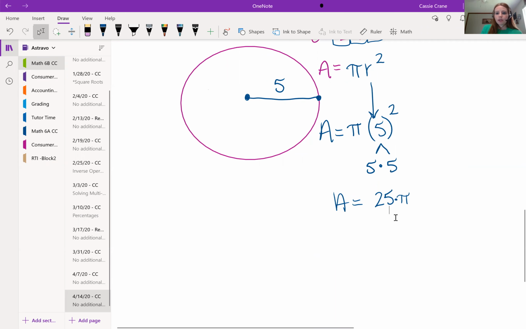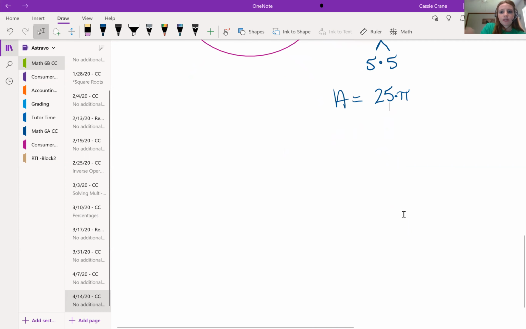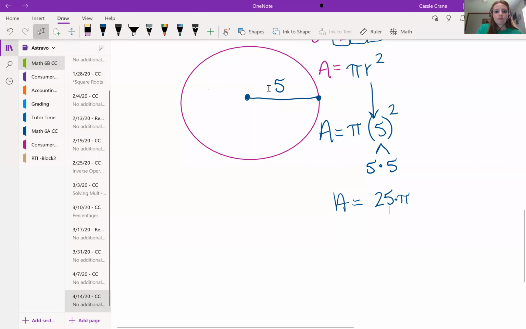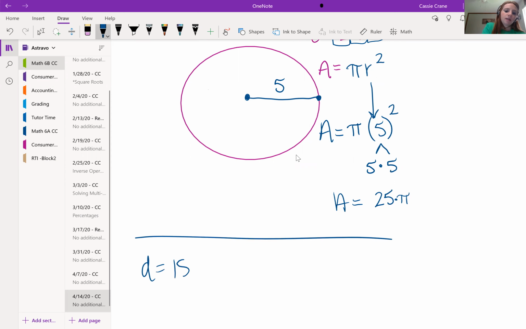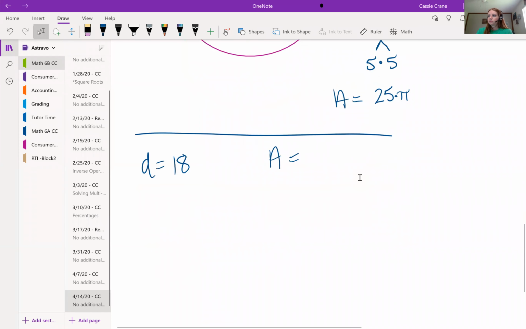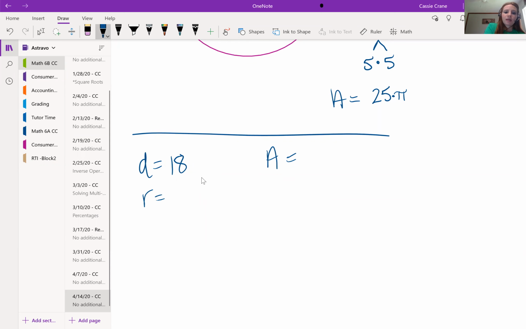Okay, so let's do one more example of area. Let's say instead of having a radius of 5, we have a circle that has a diameter of 18. And we want to find the area. Can we find the area if we don't know the radius yet? Is there a way from this information to find the radius? Yes, there is. They didn't give us the radius, but they gave us the diameter, which we know is twice the length of the radius. So if the diameter is 18, the radius has to be half of 18, which is 9.